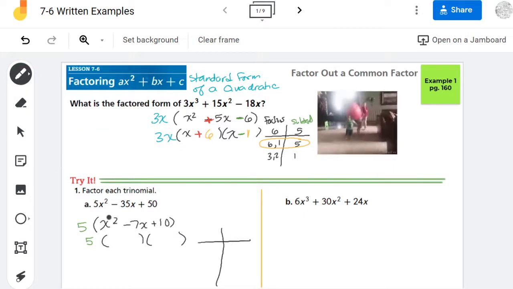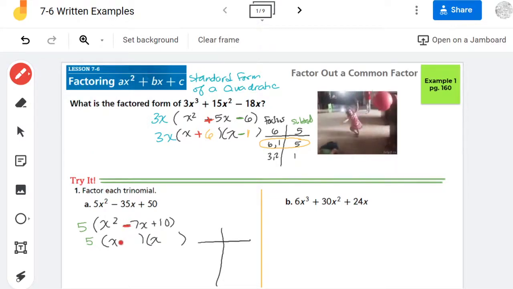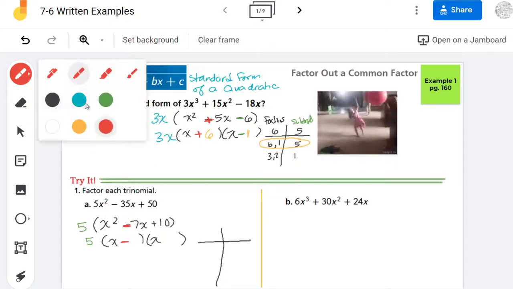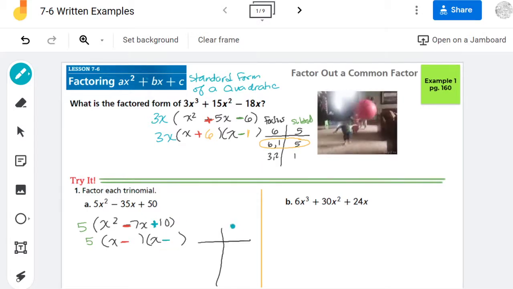All right, so again, because I have an x squared and a linear term, I know that I have x and x. My first sign, that negative, comes down. My second sign is a positive, and that tells me my parentheses have to match. It also tells me that I'm going to add when I go to do this table.